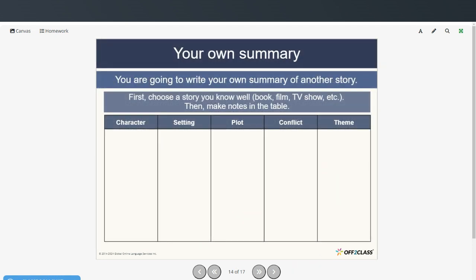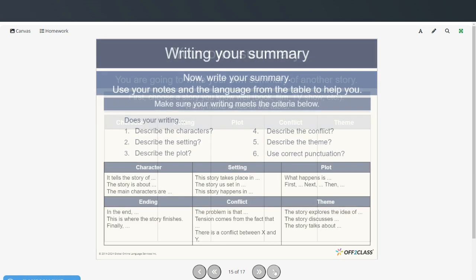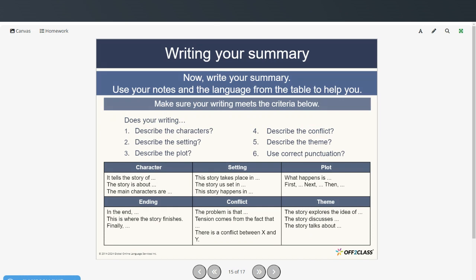All right, so now you're going to write your own summary of another story. So first choose a story that you know well. It can be a book, a film, a TV show, and then make some notes in the table about the characters, the setting, the plot, the conflict, and the theme. Now you can write your summary, use the notes and the language from the table to help you. So here are some of the sentence starters for the different parts of the summary. And then make sure that your writing meets these criteria. Do you describe the characters, the setting, the plot, the conflict, the theme, and do you use correct punctuation?